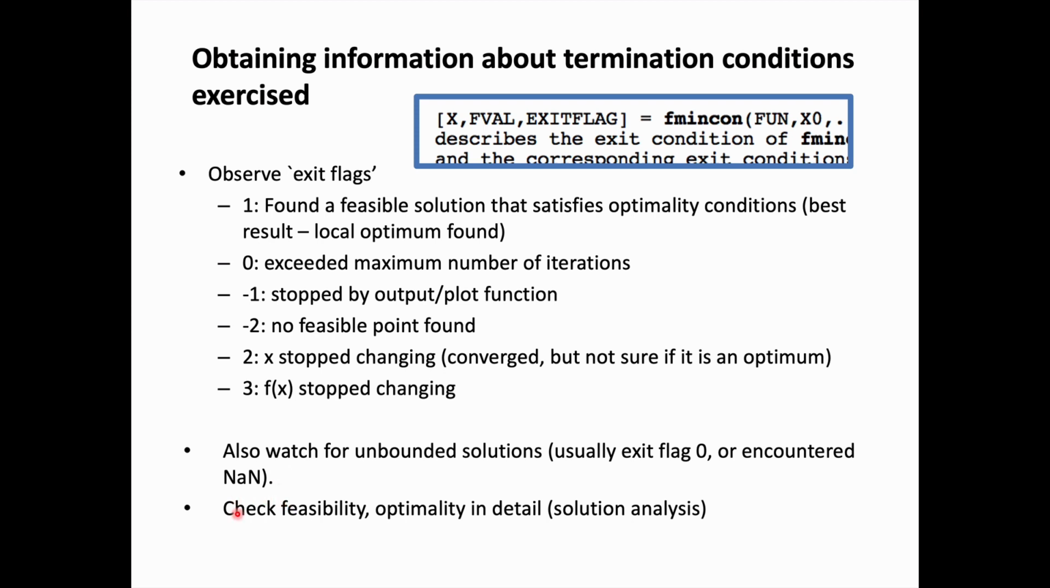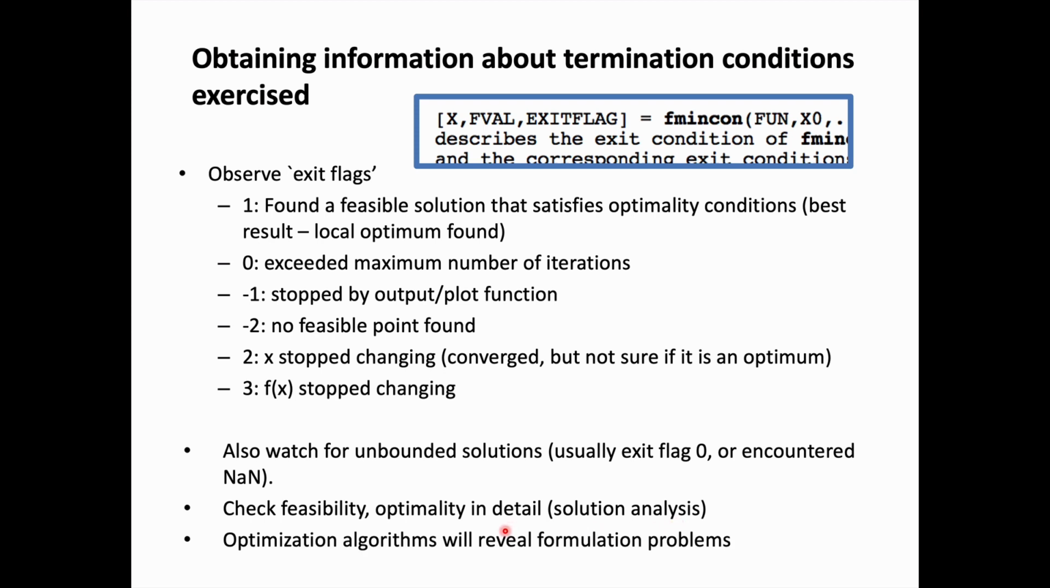Also, you should be checking the feasibility and optimality quantities in detail when you have a solution from one of the Matlab optimization functions. This is part of what we call solution analysis, and this is an important part of the overall problem formulation cycle. We need to understand the nature of the solution. Is it a good solution? Is it telling us something more? Is it giving us insight into how we might reformulate the problem in a more useful way?